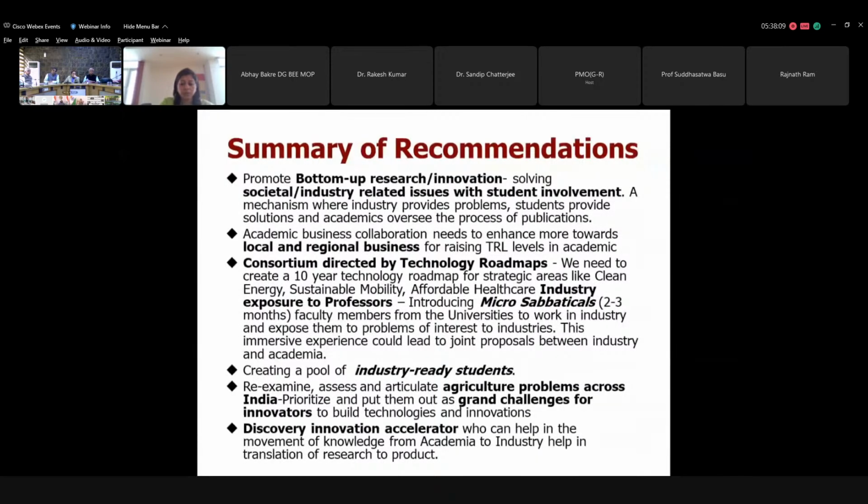Another major recommendation was the coexistence of the academic and industrial partners on the same campus, whether an academic institute could go and coexist on an industrial campus or vice versa. That way, I think the collaborative programs could go much better.